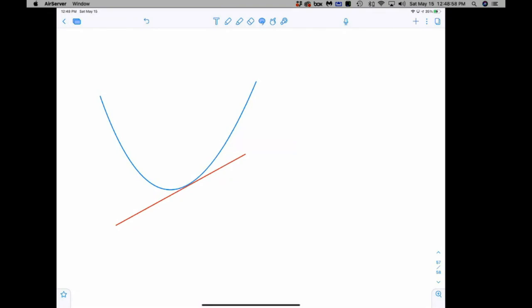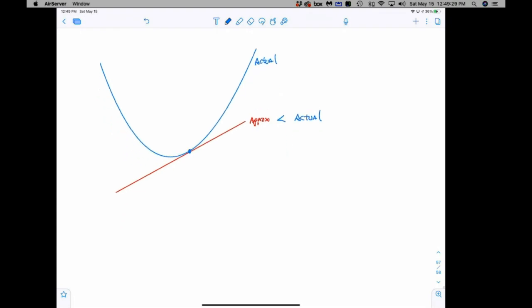Well, the red values are the approximate values, and the blue values are the actual values. In this case, the approximate values are always less than the actual values because they're underneath. The only place they're not underneath is at the point of tangency. That's the one place they're the same. So for a shape like this, the approximate is less than the actual. How would we get it to work the other way around?